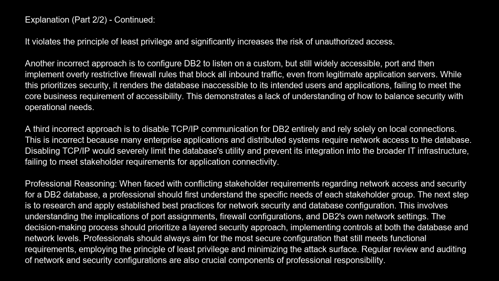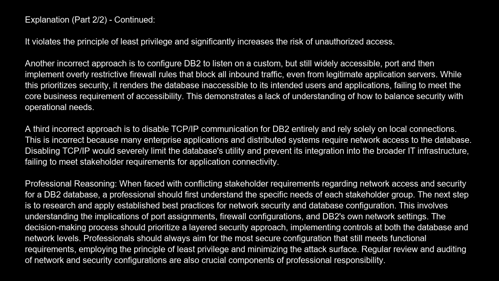A third incorrect approach is to disable TCP/IP communication for DB2 entirely and rely solely on local connections. This is incorrect because many enterprise applications and distributed systems require network access to the database. Disabling TCP/IP would severely limit the database's utility and prevent its integration into the broader IT infrastructure, failing to meet stakeholder requirements for application connectivity.